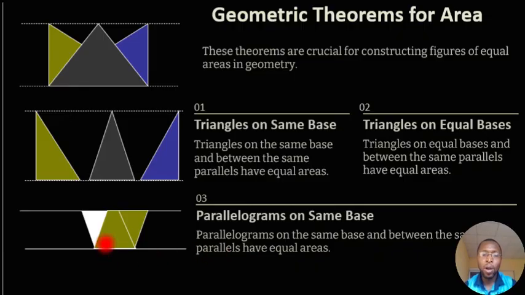Okay? Now look at these two parallelograms here, the yellow parallelogram and the white parallelogram. They are lying on the same base here. This is the same base, okay? So they have one base. But the fact that they are lying on one base and they are within the same parallel lines, then they have equal areas. So these are the three geometry theorems that we need to look at.